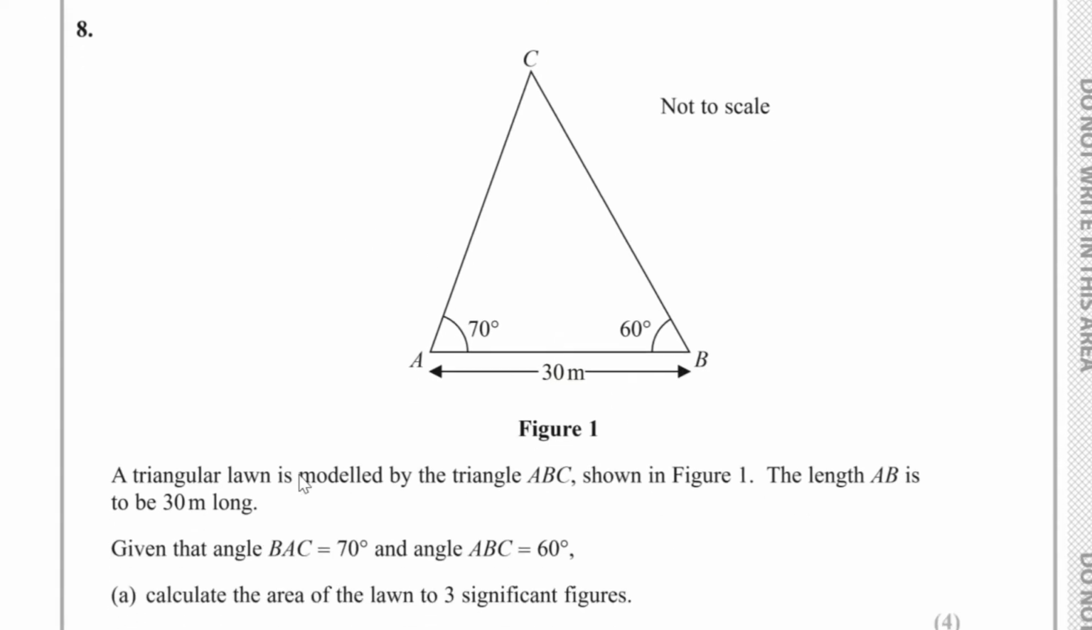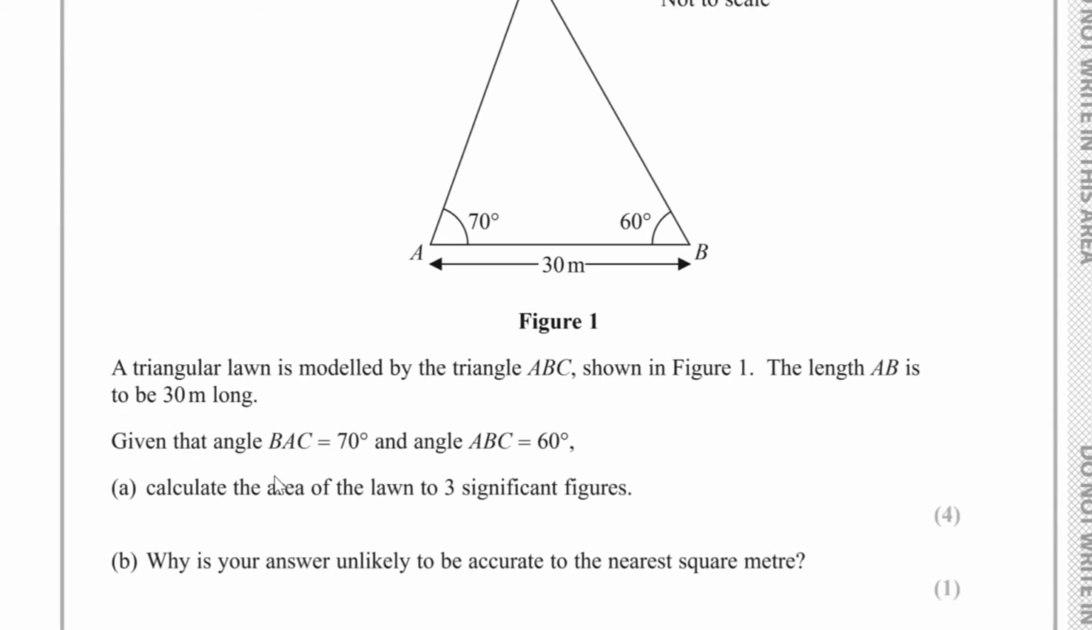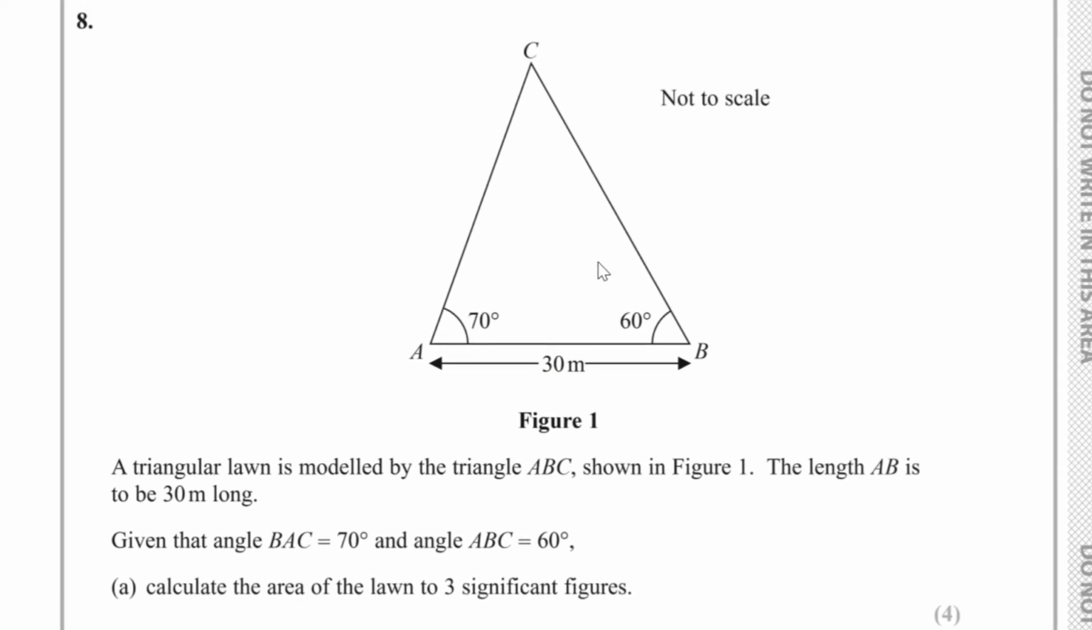Question number 8. A triangle lawn is modelled by the triangle ABC, as we see in figure 1. The length AB is to be 30 meters long. We're given the angle BAC is 70 degrees and the angle ABC is 60 degrees. We have to calculate the area of the lawn to 3 significant figures. Well, for us to calculate the area, what we need is 2 sides and an angle in between them. Now we've got an angle here, we've got a length here, and we've got an angle here.